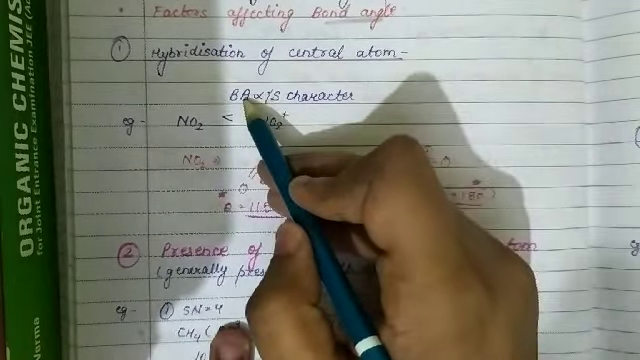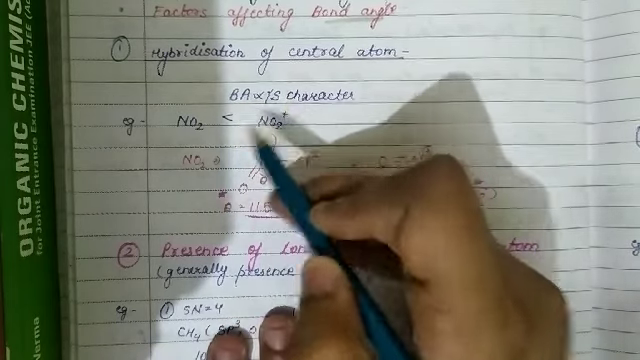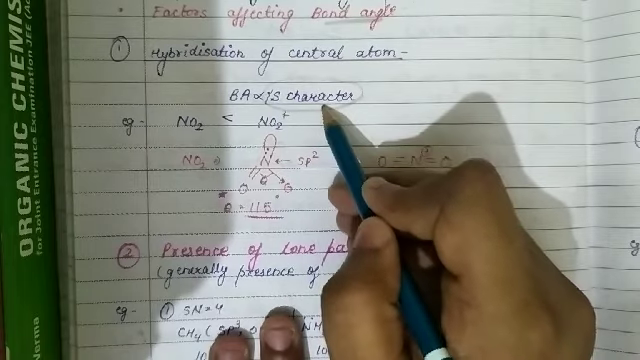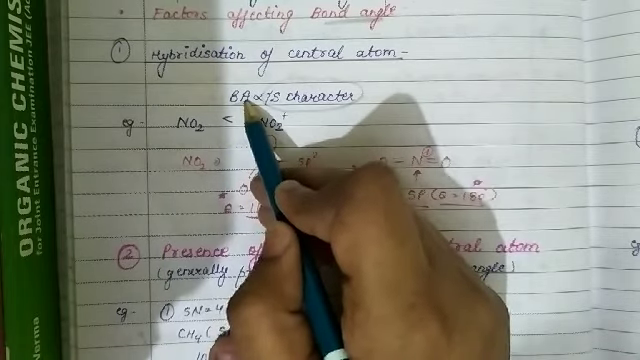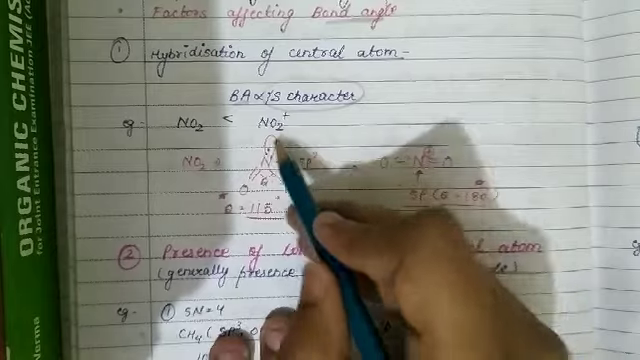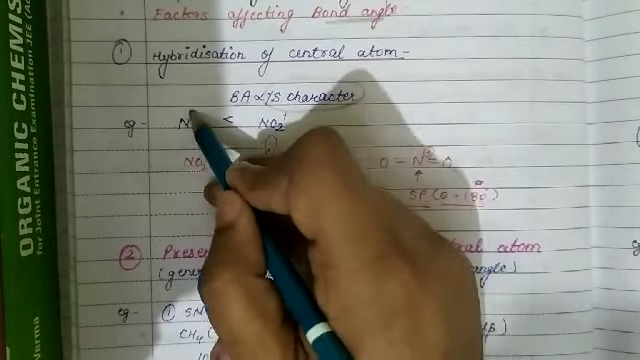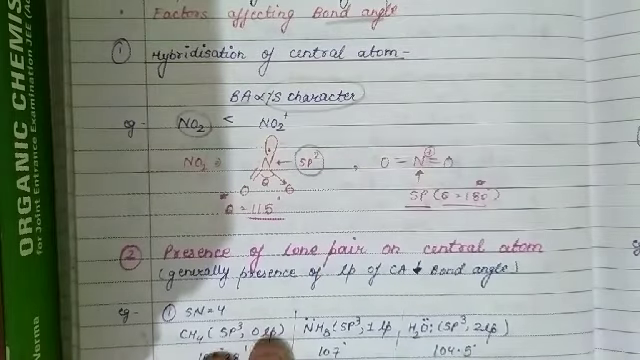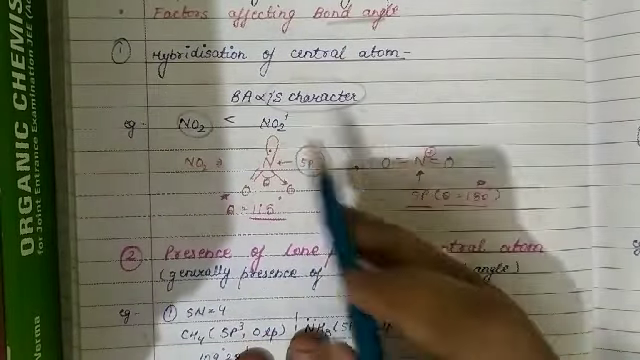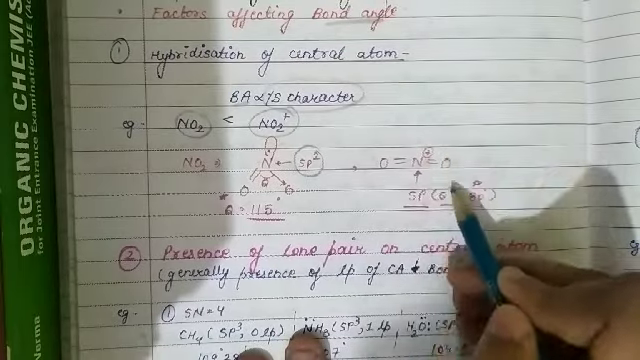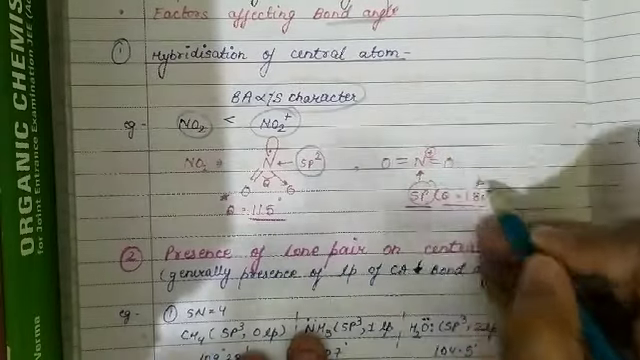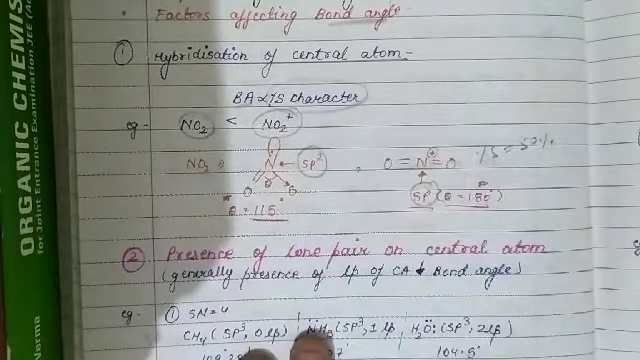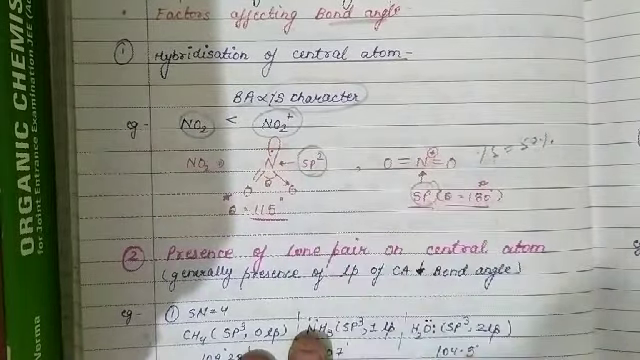See, as we know, bond angle is directly proportional to percentage S character. If percentage S character is more, then bond angle will be more. First we look at the hybridization. In case of NO2, hybridization is sp2, while in case of NO2 plus, hybridization is sp. So in sp, percentage S character is 50%, while in NO2, percentage S character is 33%.